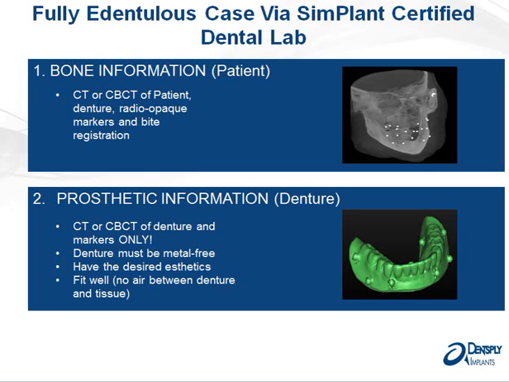Now, a few conditions here for the second scan. First, the denture must be metal-free for obvious reasons. If there's too much scatter, the scan will be unusable. The second, the denture has to reflect the desired aesthetics of the final restoration, and finally it has to fit well. That means there cannot be any air gaps between the denture and the soft tissue, and that's particularly important for tissue supported guides.